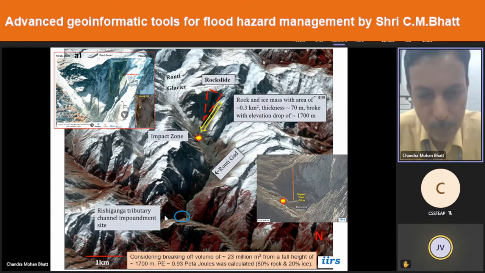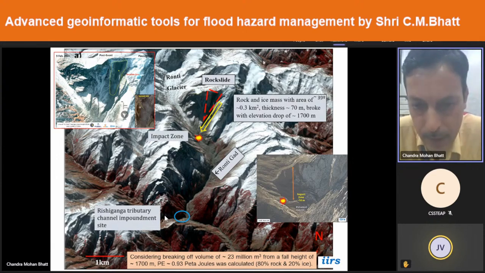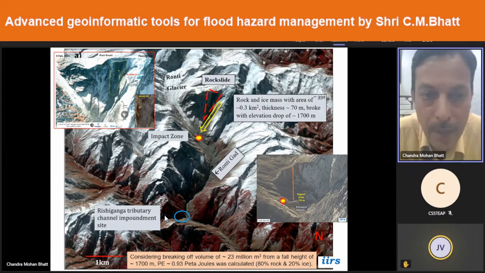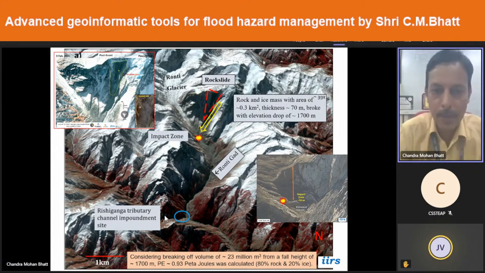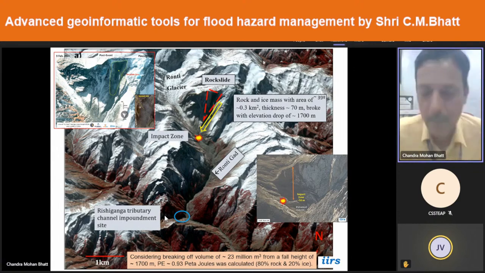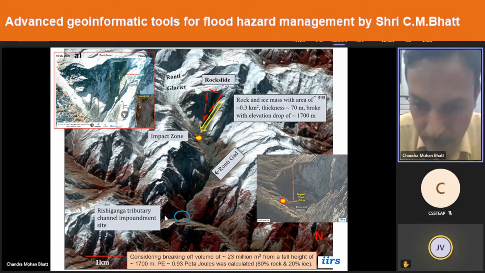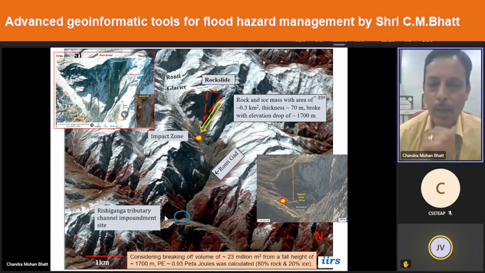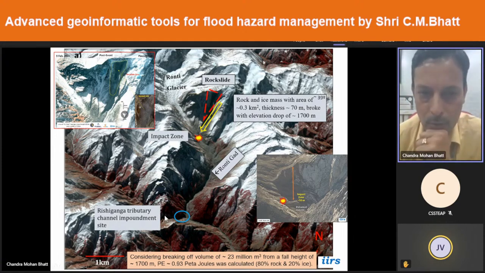Now, coming to one more example, the Chamoli flash floods that happened in 2021. It was widely known, and people have assessed this disaster globally, and it was more in the news because it is a unique disaster that happened in the period of February. So I'll show you some slides where we have worked on this particular disaster.